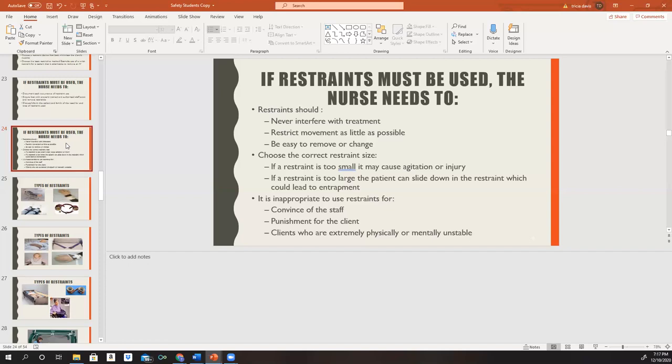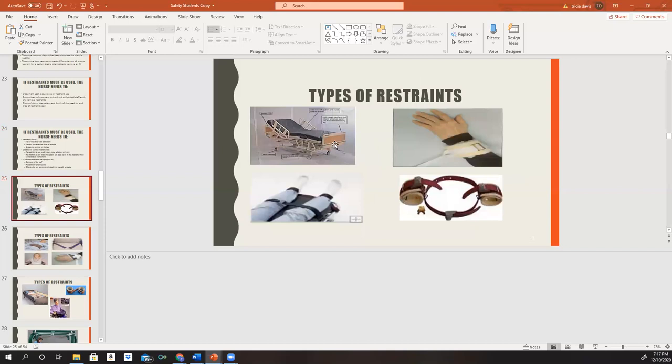So this is just a little picture of the types of restraints. This is just a normal hospital bed. These are the soft wrist restraints that I talked about, okay? These are some leg restraints. And then these are leather restraints. You could use them for the legs or the hands. I've never used them or seen them. I see these and use these all the time.